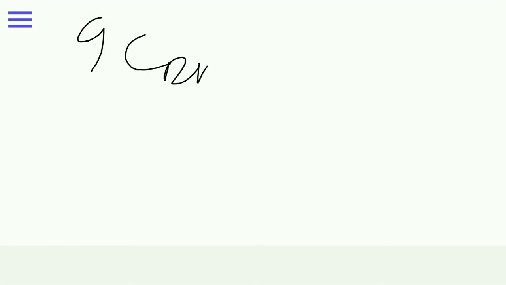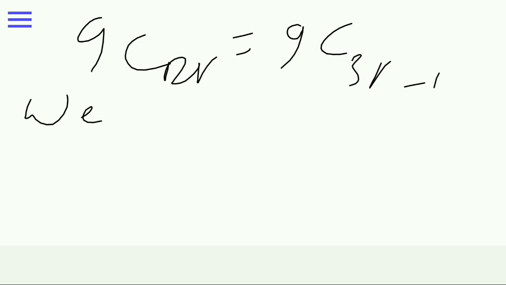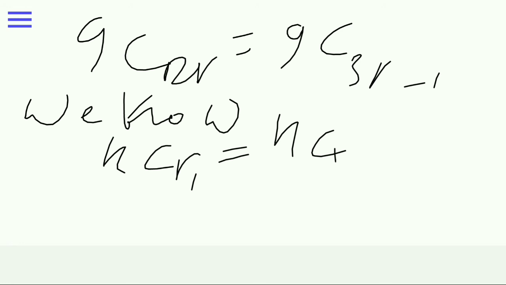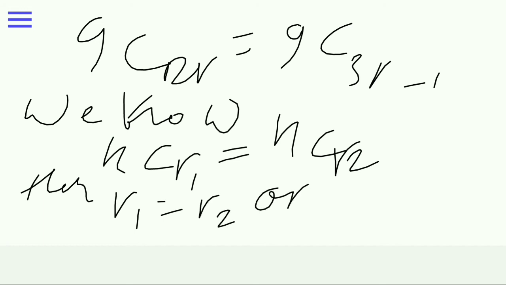And again we have the question: find the value of r if 9C2r equals 9C(3r minus 1). Here we have given 9C2r equals 9C(3r minus 1). And we know that if nCr1 equals nCr2, then either r1 equals r2 or r1 plus r2 equals n.